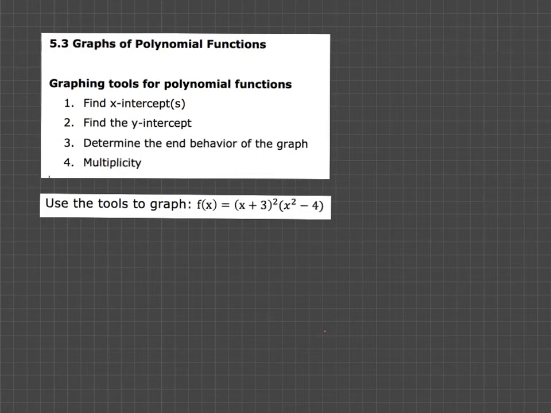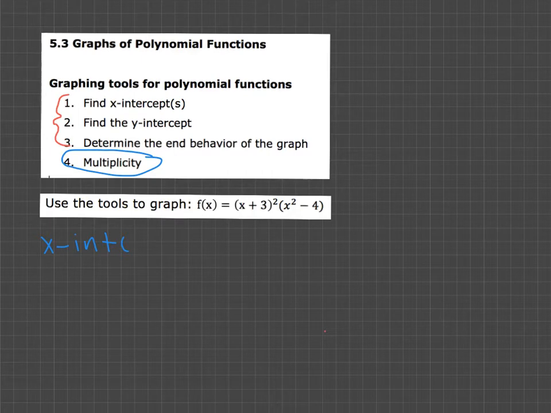All right, now we're looking at 5.3. We're going to look more at graphs of polynomial functions. We already have looked at the first three of these graphing tools, and this time we're going to focus on multiplicity. So let's use our graphing tools to try to graph this polynomial function that's given to us already in factored form. So we'll start off with looking at x-intercepts.